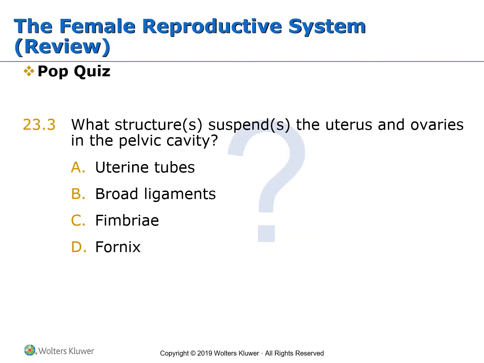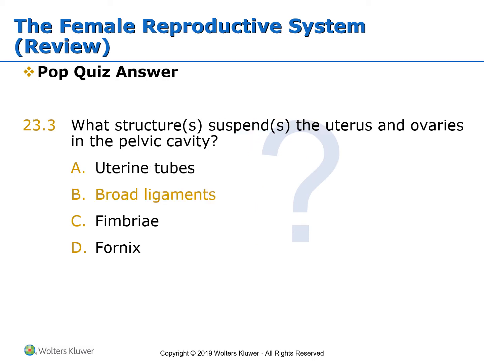What structures suspend the uterus and ovaries in the pelvic cavity? A. Uterine tubes. B. Broad ligaments. C. Fimbria. Or D. Fornix. The structure suspending the uterus and ovaries in the pelvic cavity is the broad ligament.